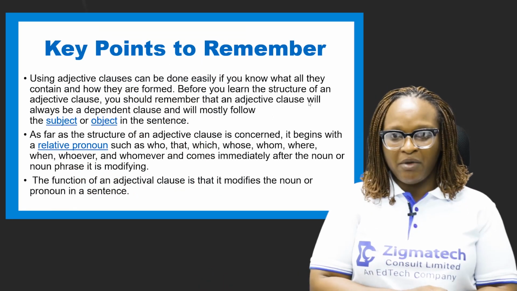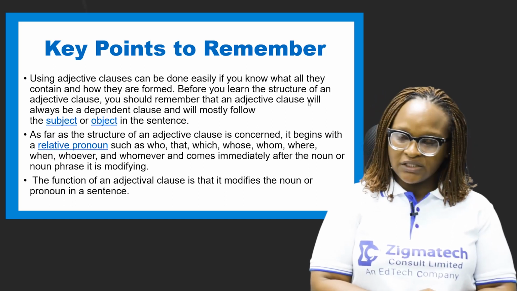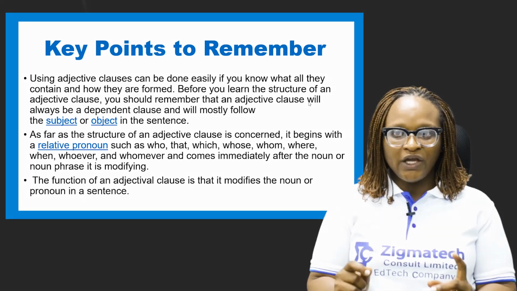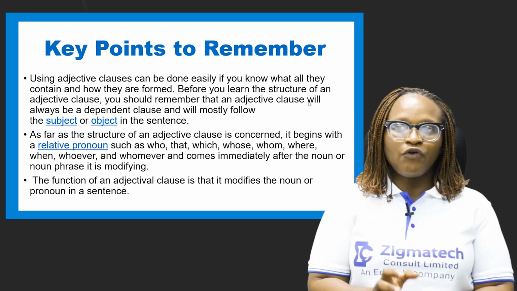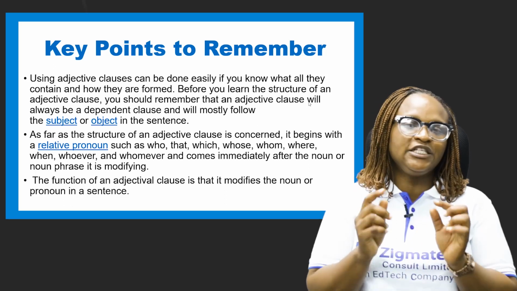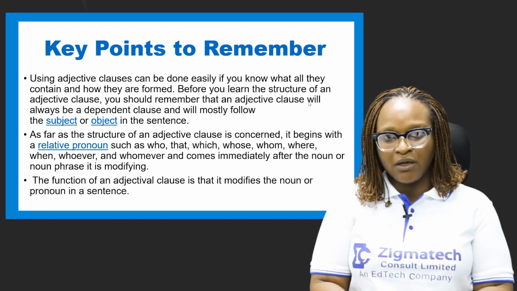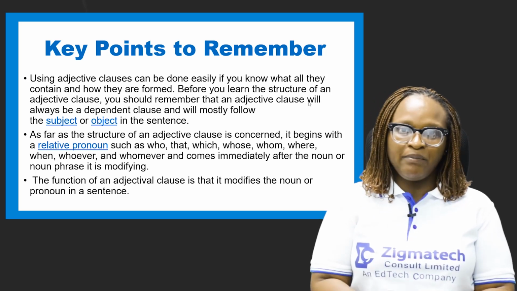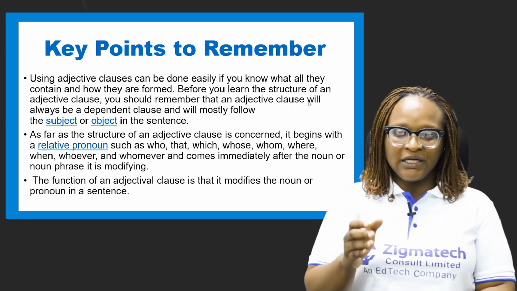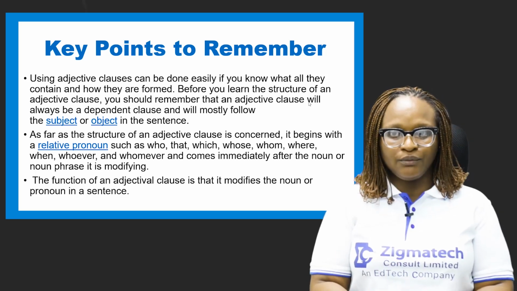Now, there are key points to remember when looking at adjectival clauses. Using adjective clauses can be done easily if you know what they contain and how they are formed. Before you learn the structure of an adjective clause, you should remember that an adjective clause will always be a dependent clause. It must be a dependent clause. An adjective clause can never be the main clause. It has to be the dependent clause, because it's in the dependent clause that we have the word that introduces adjectival clause, and that is the relative pronoun.